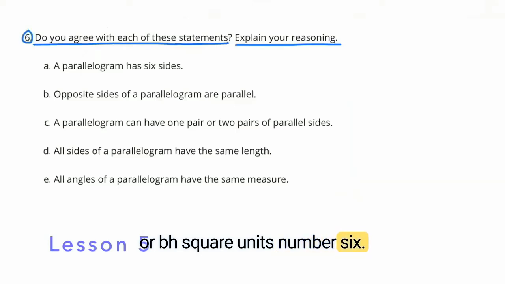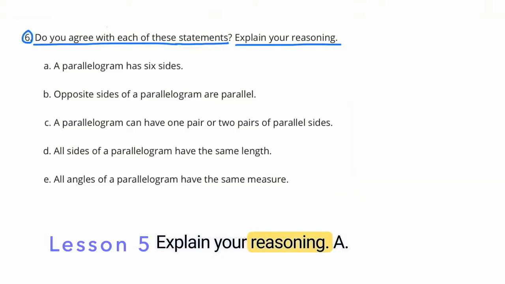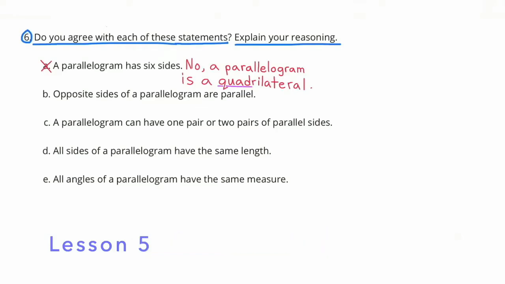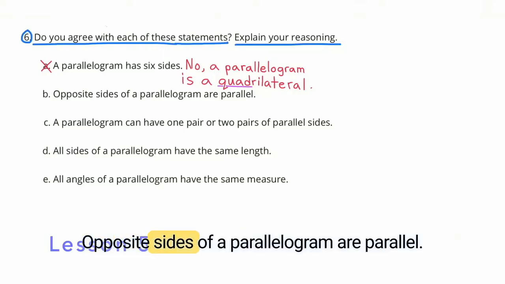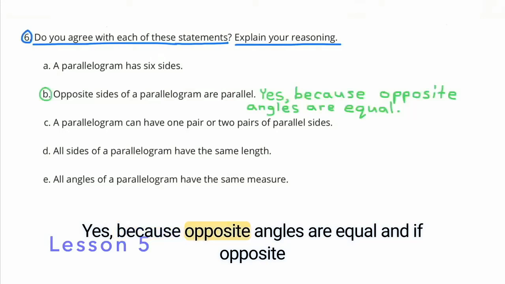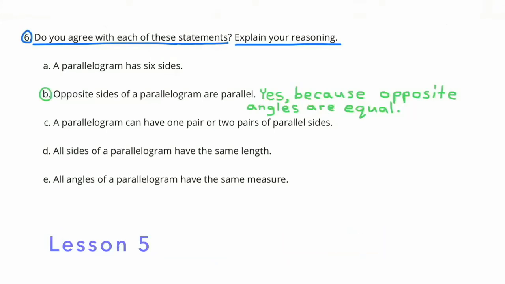Number 6. Do you agree with each of these statements? Explain your reasoning. A. A parallelogram has 6 sides. No, because a parallelogram is a quadrilateral that has 4 sides. B. Opposite sides of a parallelogram are parallel. Yes, because opposite angles are equal, and if opposite angles are equal, the opposite sides will be parallel.